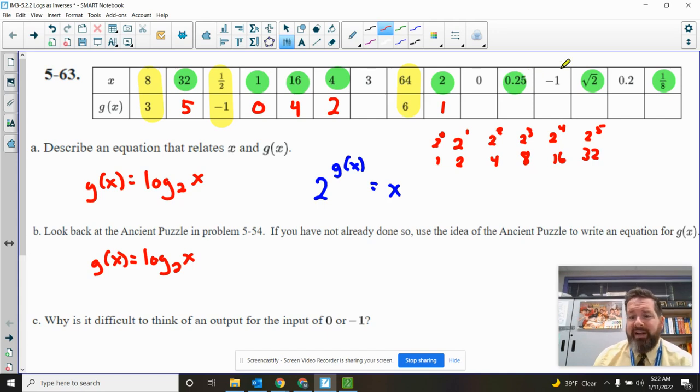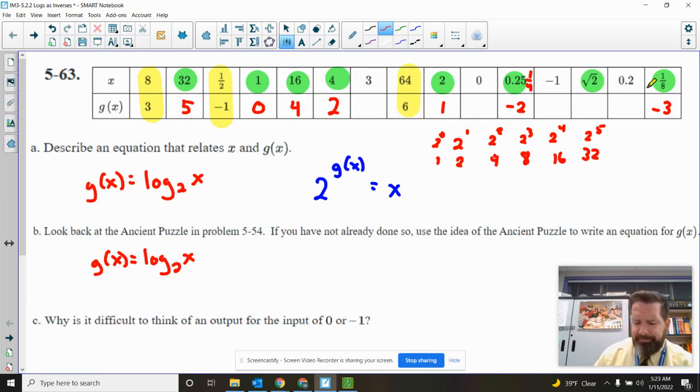Now for these others. So 0.25, that's the same as the fraction 1/4. So here's where we're going to use our negative exponents. If 2 to the second is 4, then 2 to the negative second is 1/4. The negative exponent just flips that 4 to the bottom of a fraction. The same is true here of the 1/8. So if 2 to the third is 8, then 2 to the negative third is going to reciprocate that and get us that fraction.